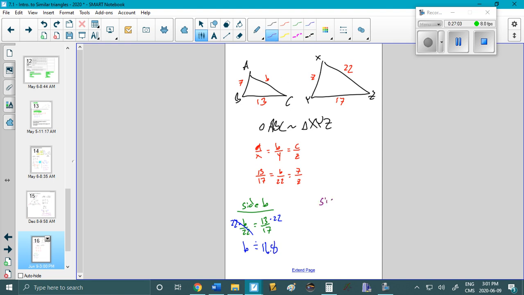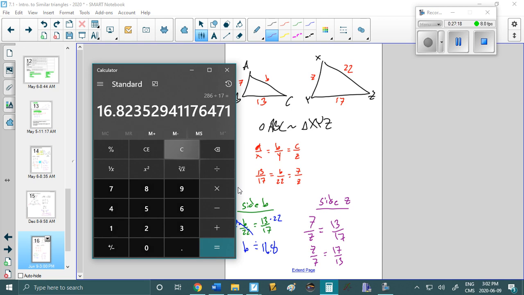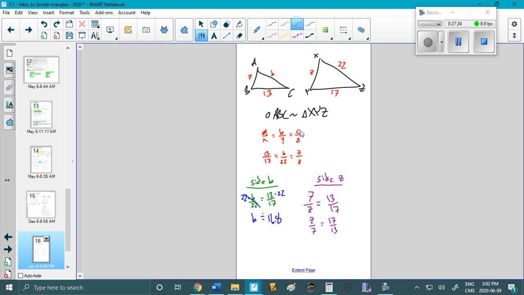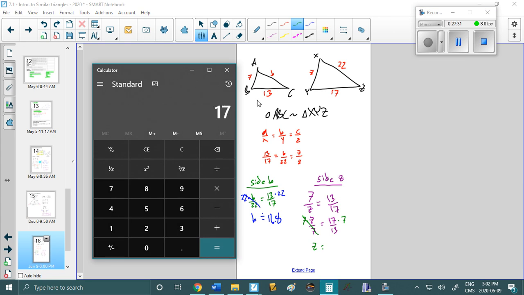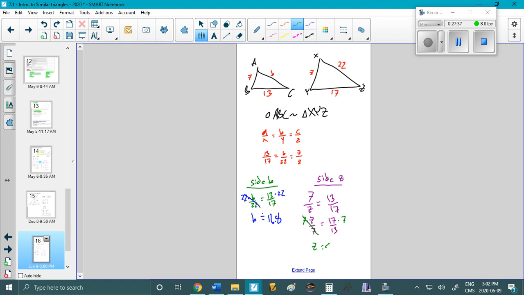And then we solve for side Z. And whenever you're solving for a side, you always need the ratio with that side. And you always need a complete ratio. And I use the original one. I suppose you could use the one that we just found, the B. But of course, if you did, you'd be rounding because there's a lot of decimal places there. And then to solve for Z, finally, we multiply by 7 on both sides. And we get 17 times 7 divided by 13 is about 9.2 if you bump up that 1.5.